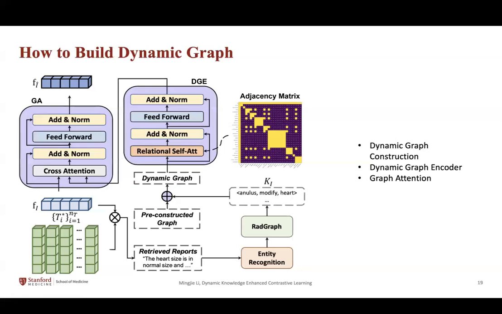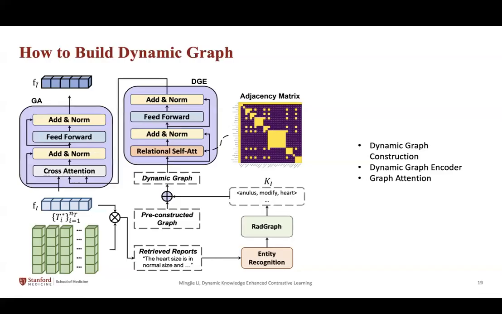So to get the specific knowledge for each given image, we first retrieve the top 3 similar reports by calculating the similarity between the visual features and the representations of reports in Q.